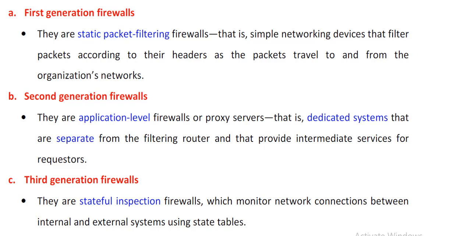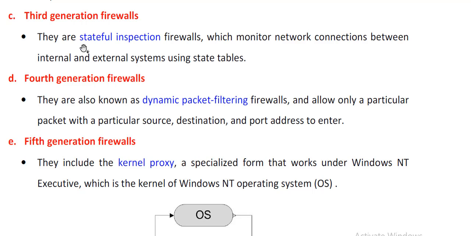The third generation firewalls were stateful, which means here that we introduce time. We open connections based on time, and those connections have a limited time. So if the time is expired, then the packets will be rejected. So we use a table to monitor the state of a connection.